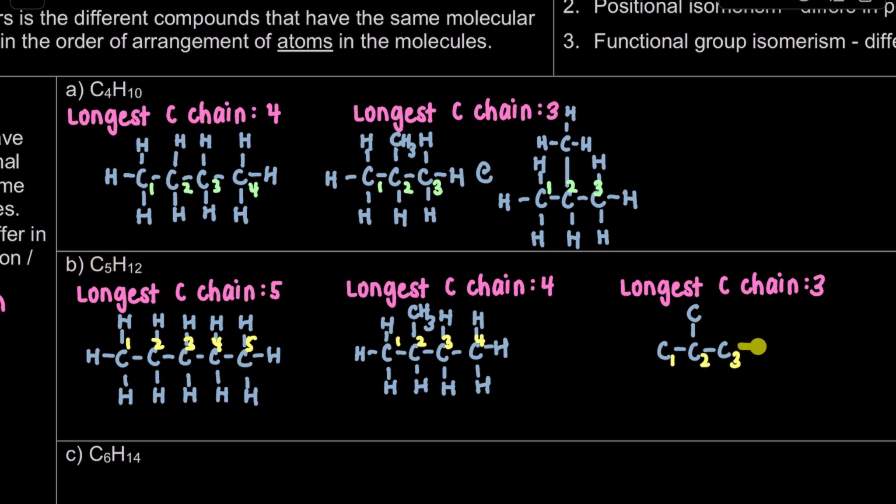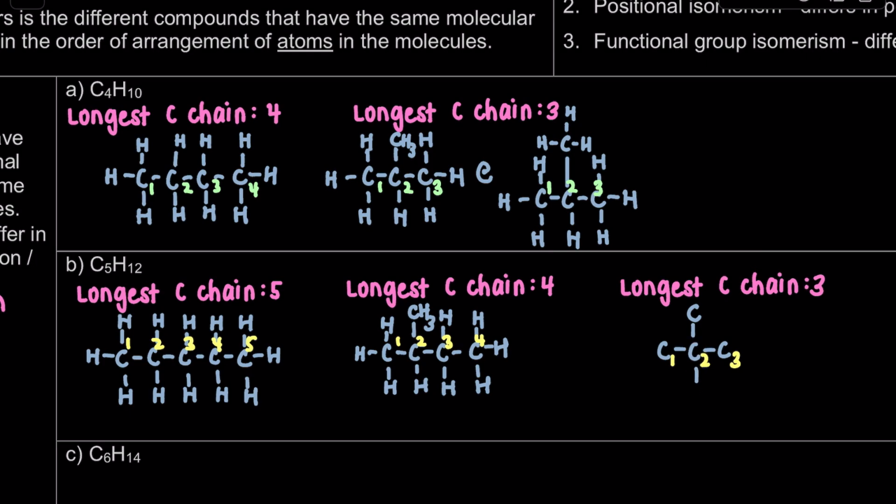Again, I cannot put it at the end here, because then the longest carbon chain will be 4. If I put it here, it is still the same: 1, 2, 1, 2, 3, 4. Okay, so where do we put it? We're going to put it still on carbon number 2, but this time downwards.